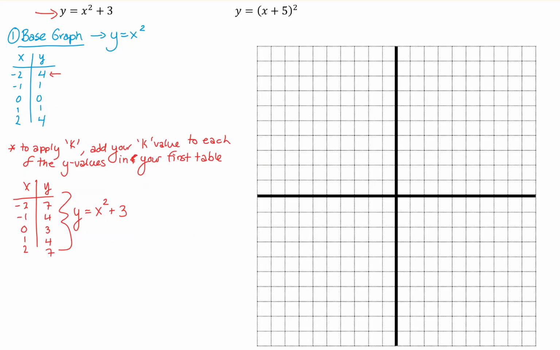And for the last one, we see there's another equation up here, y equals (x plus 5) squared. That plus 5 is our h value. And I'll make a little note again. To apply h, we need to add your h value to each of the x values in your table.